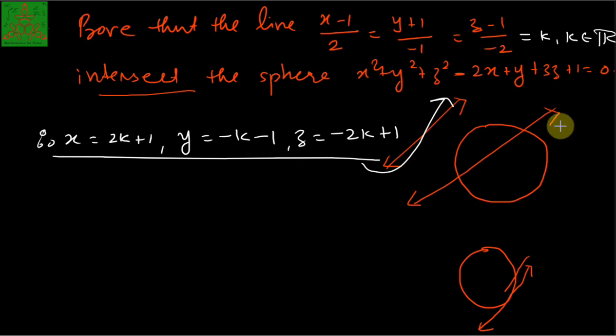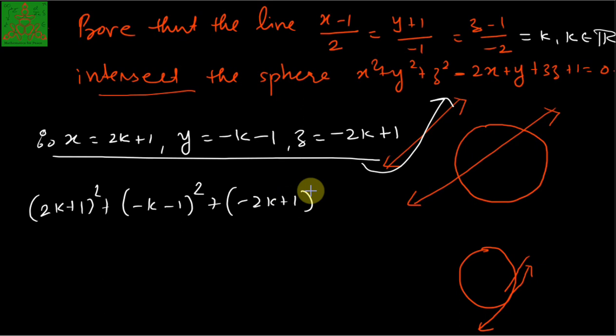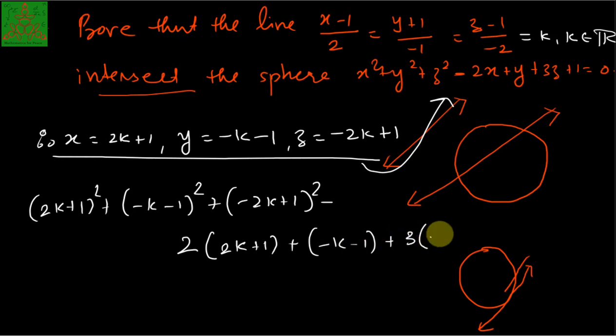So therefore, we can substitute x equal to 2k plus 1, y equal to minus k minus 1, and z equal to minus 2k plus 1 into this equation. That will give you (2k plus 1) square plus (minus k minus 1) square plus (minus 2k plus 1) square minus 2 into x, that is 2k plus 1, plus y, that is minus k minus 1, plus 3 into z, that is minus 2k plus 1, plus 1 equal to 0. And we simplify this expression.